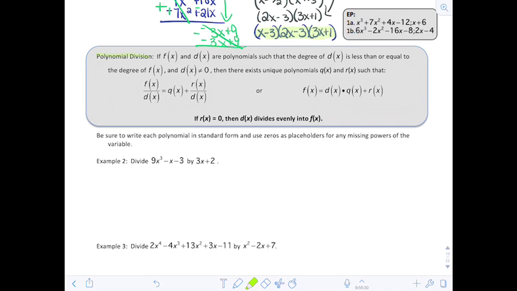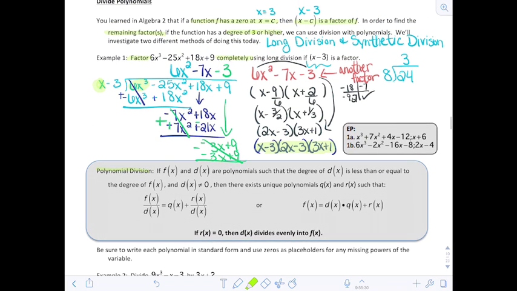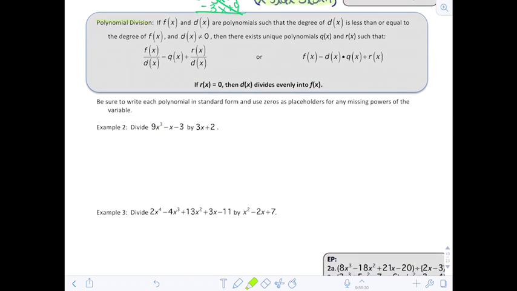So polynomial division says this: if you have f of x and d of x, and they are polynomials so that the degree of d of x is less than or equal to the degree of f of x, okay? So that means you are dividing by something that is a smaller degree than f of x, your dividend, just like we did here. X to the first was a smaller degree than the 6x cubed, okay? So they're saying if that's the case and d of x does not equal 0, there are unique polynomials q of x and r of x such that the following is true.